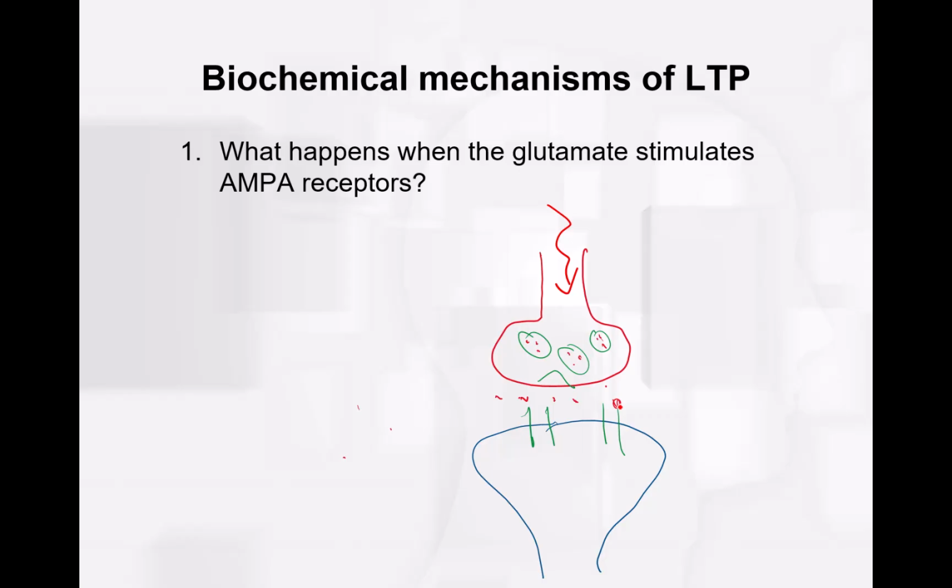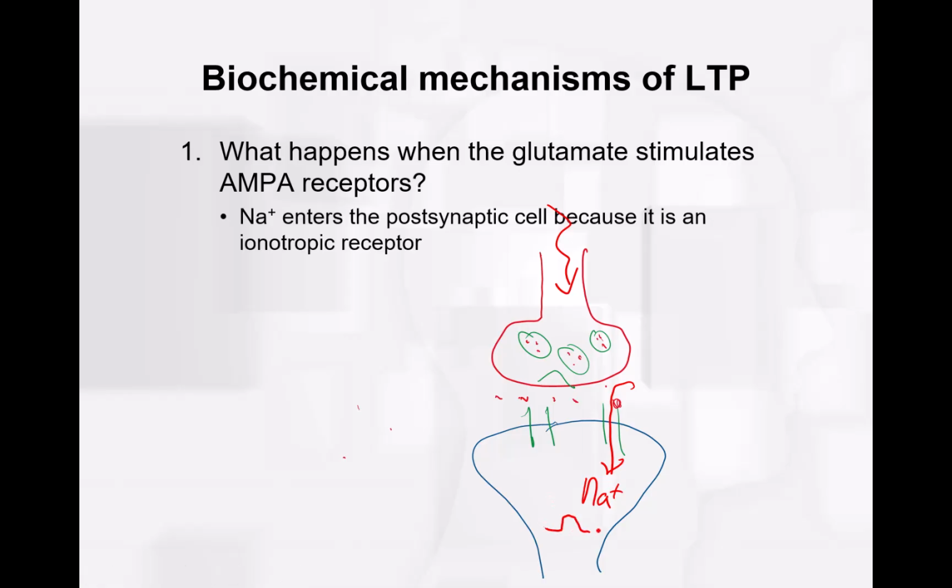And so when this glutamate binds these AMPA receptors, that's going to allow sodium to come into the cell. That sodium is going to depolarize the cell. But that's not going to be enough to cause LTP. So it's depolarizing the cell because sodium enters the postsynaptic cell. And again, remember, these are ionotropic receptors.